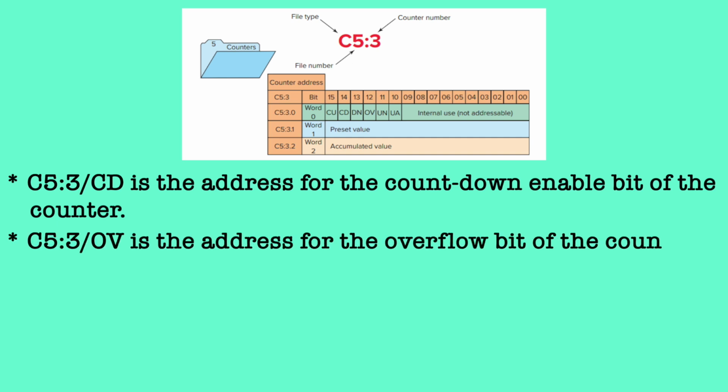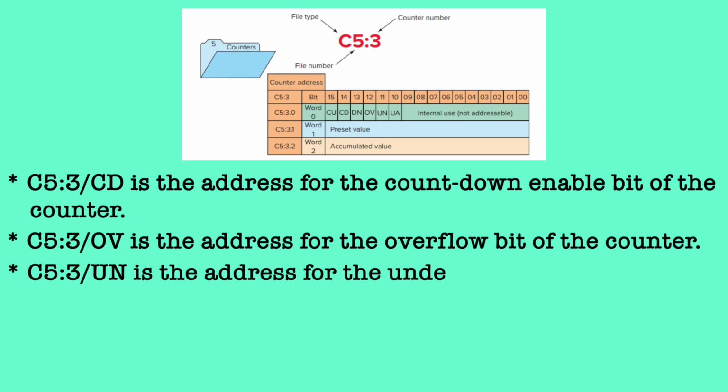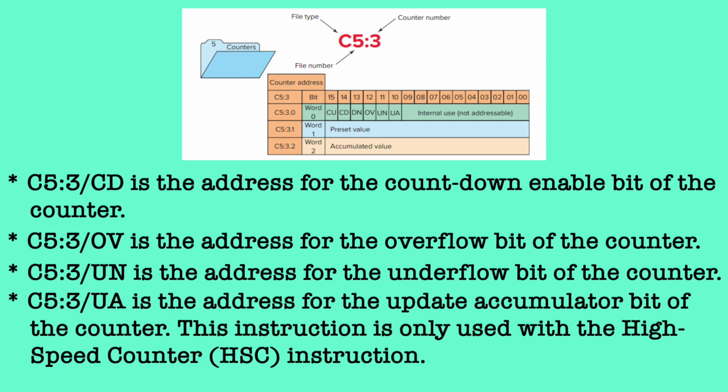Similarly, C5:3/OV is the address of the overflow bit of the counter, and C5:3/UN is the address for the underflow bit of the counter. C5:3/UA is the address of the update accumulator bit of the counter. This instruction is only used with the high speed counter, that is HSC instructions. The figure shows the counter table for the Allen Bradley SLC 500 controller.